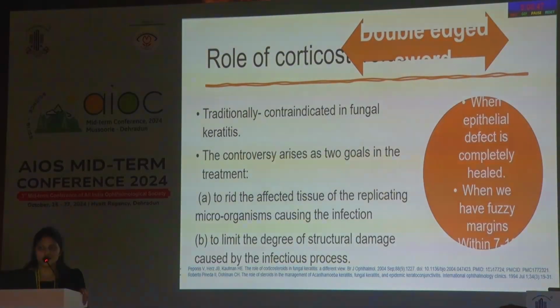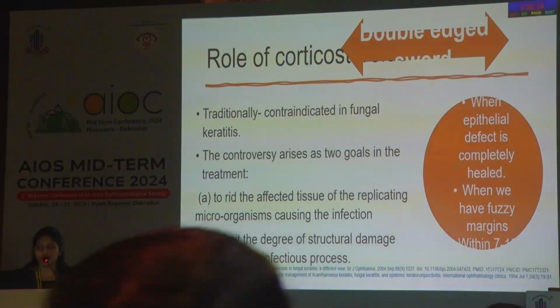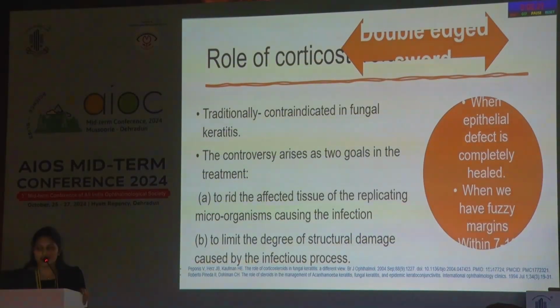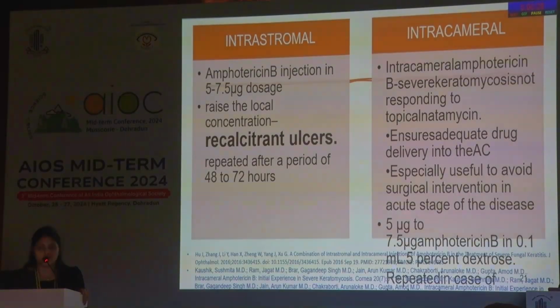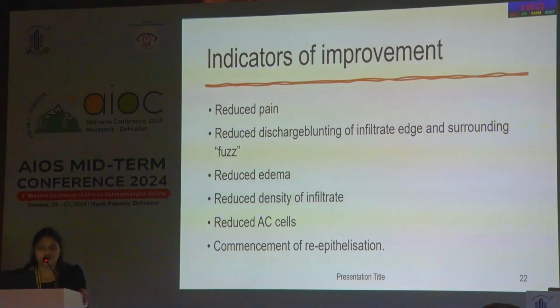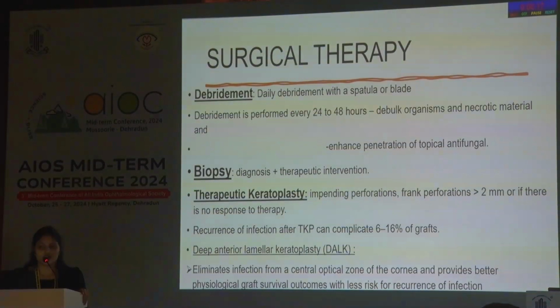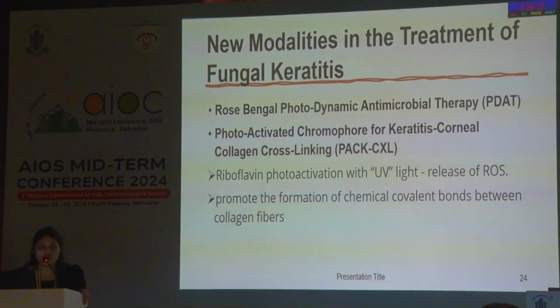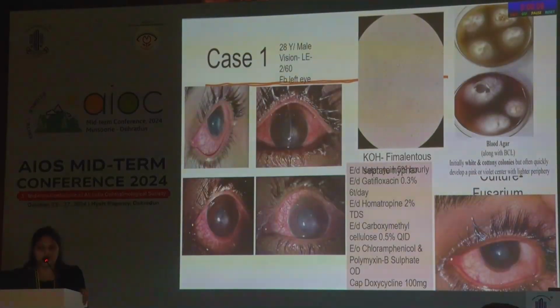The most common topic of debate is the role of corticosteroid, which is a double-edged sword. We have to give it because it decreases the size of the corneal opacity, which can hamper the visual outcome. It should be given when the epithelial defect is completely healed and the margins are fuzzy, that is within 7 to 10 days. Intrastromal and intracameral amphotericin B can also be injected in recalcitrant ulcers. Indications of improvement are reduced pain, fuzzy margins, reepithelialization. Surgical treatment options like debridement, biopsy, therapeutic keratoplasty can also be given, and newer modalities like PDAT and PACK are there.